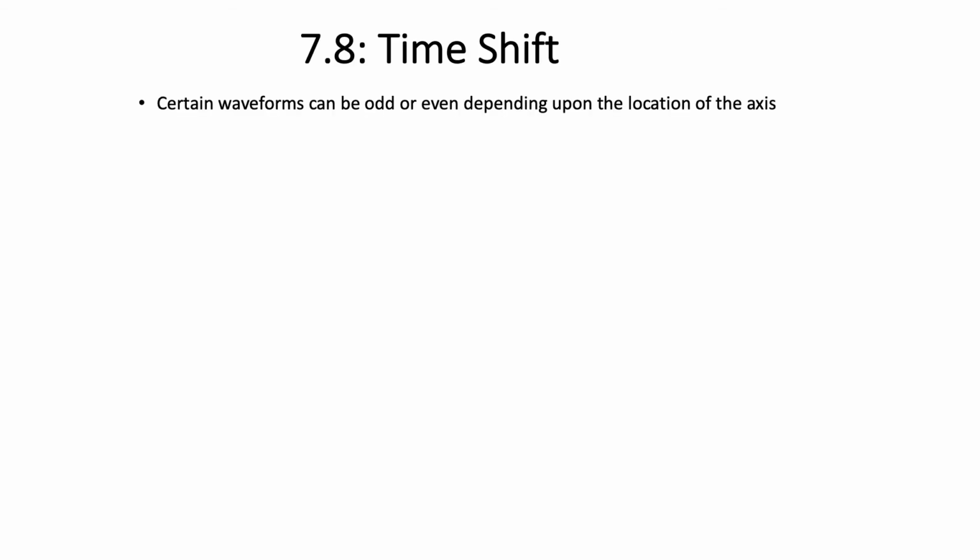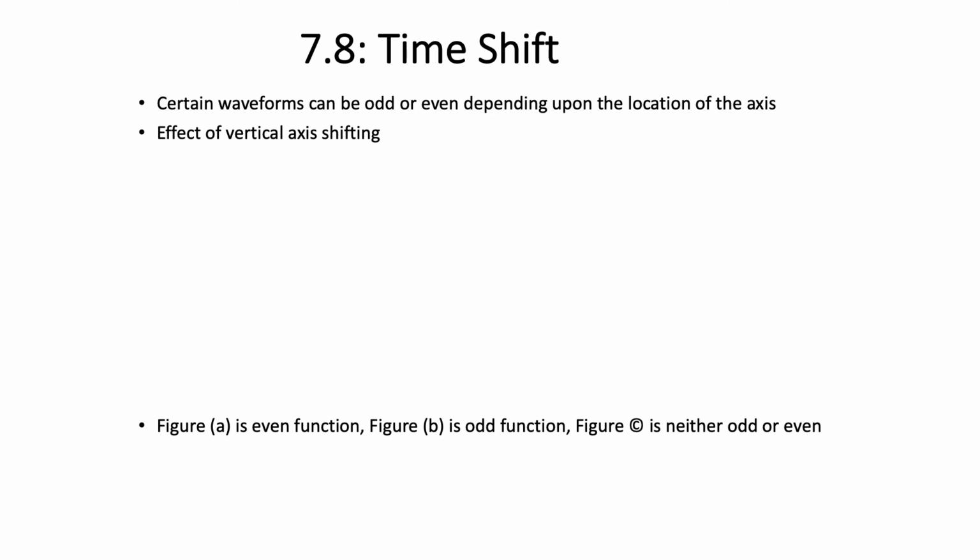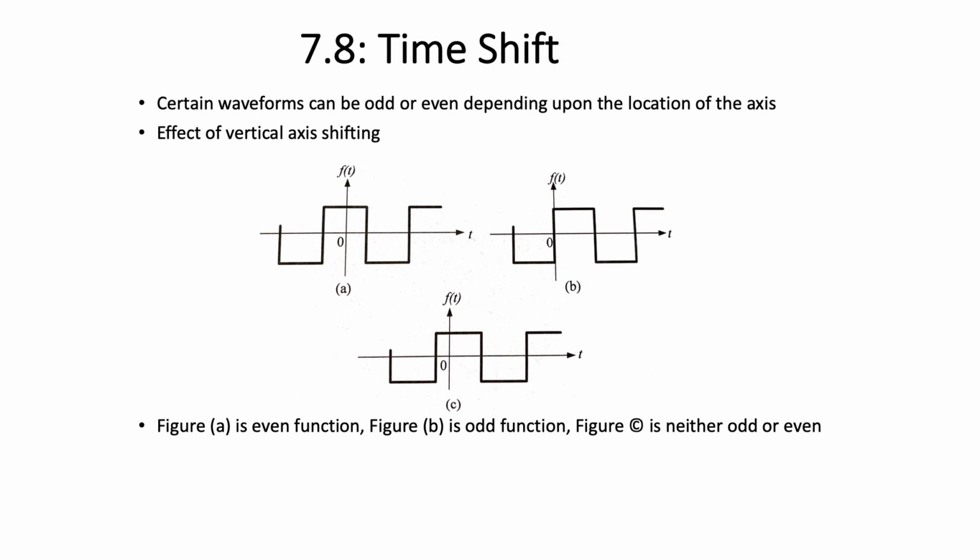Our next topic is time shift. Certain waveforms can be odd or even depending upon the location of the axis. If we look at figure A, it is an even function. When the vertical axis is shifted to the position of figure B, the signal meets the conditions of an odd function.